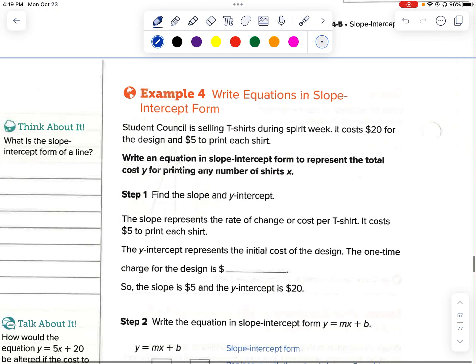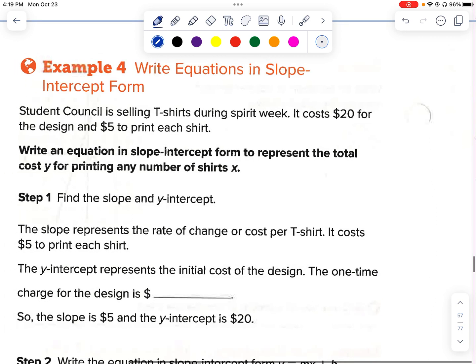Okay, a student council is selling t-shirts during Spirit Week. It costs $20 for the design and $5 to print each shirt. So where are we starting at? How much is it going to cost no matter what? It's going to cost no matter what this $20. That is our starting off fee. Then each shirt is going to be the rate, because if it's one shirt, it's $5. If it's two shirts, it's $10. Three shirts, it's $15. That's the part that's going to be changing.